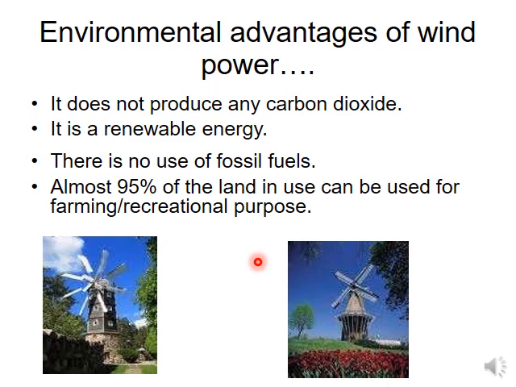Almost 95% of land in use can be used for farming or recreational purposes. That means at the site where the wind turbine or windmill is installed, only a minimal location is used, and on all the other surrounding land we can do farming, recreational or any other normal use.